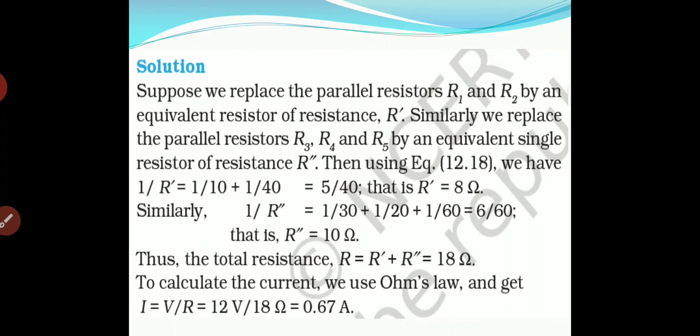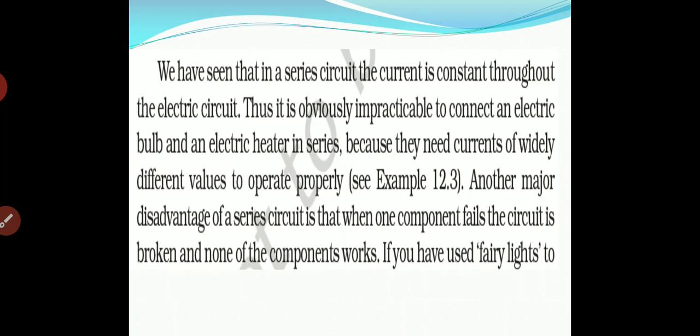If we want to find the current, then we have Ohm's law, V is equal to IR. If we take I as the subject of the formula, I is equal to V upon R. We are given V is equal to 12 volt, upon 18 ohm, which we found as the resistance, so it will be 0.67 ampere.